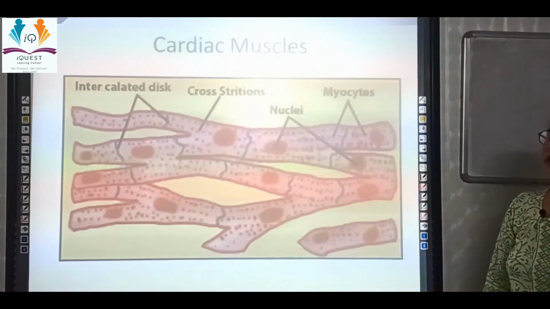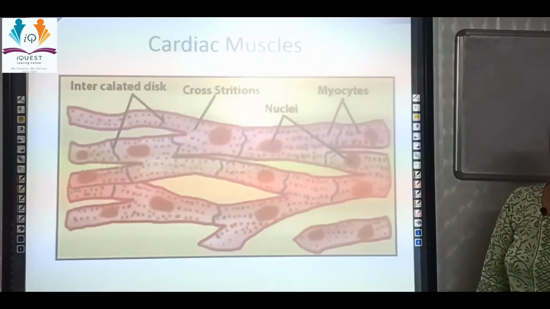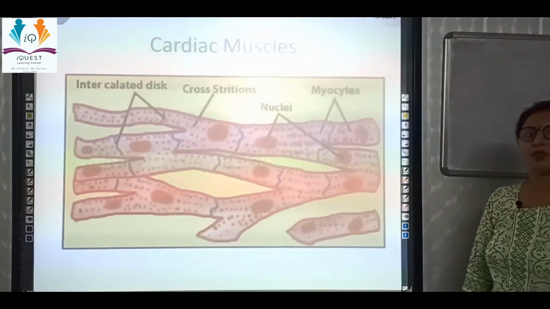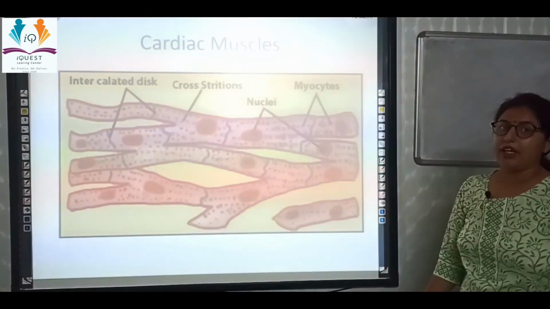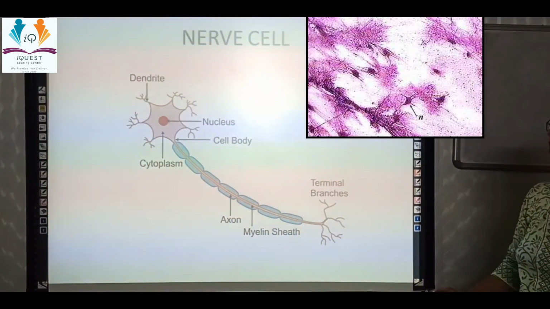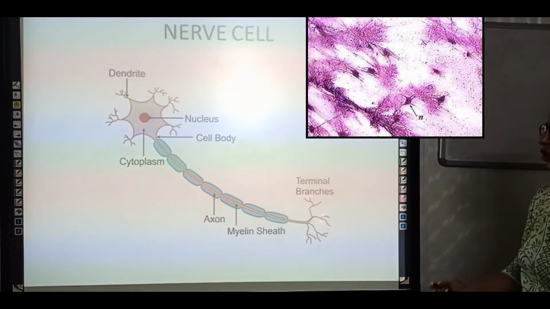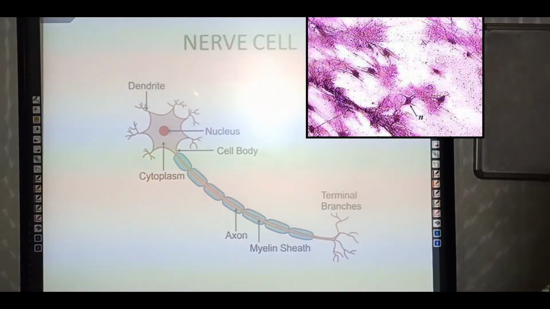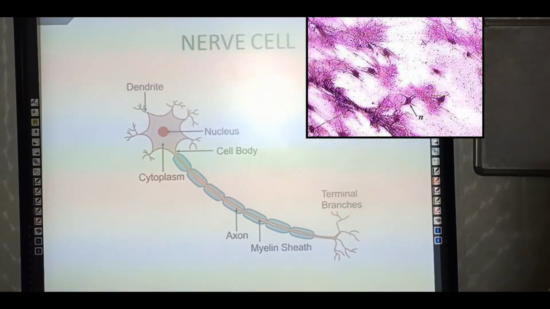We have studied the three different types of muscle fiber: the first was the skeletal, second was the smooth, and the third is the cardiac. Now the next type of tissue present in the animals is the nerve cell, present in the human nervous system. This is the structure of a nerve cell, the structural and functional unit of the nervous system.